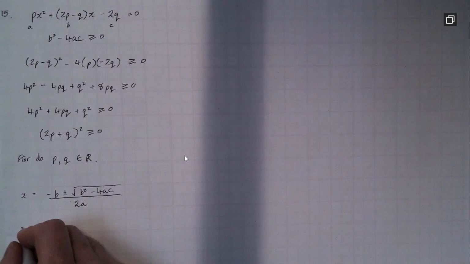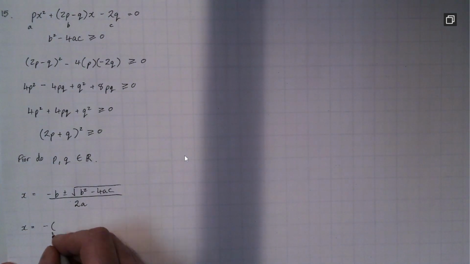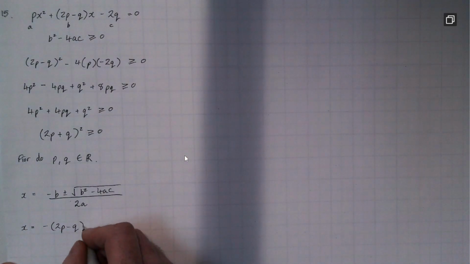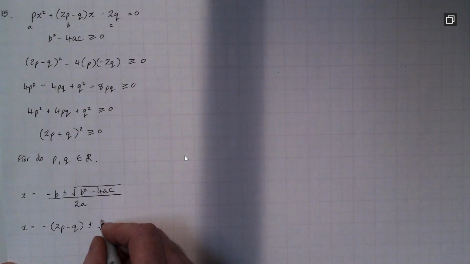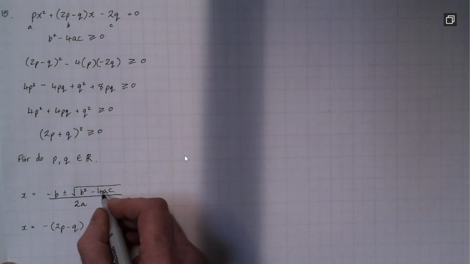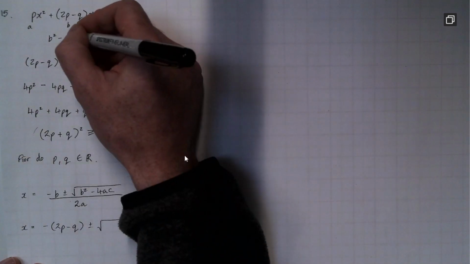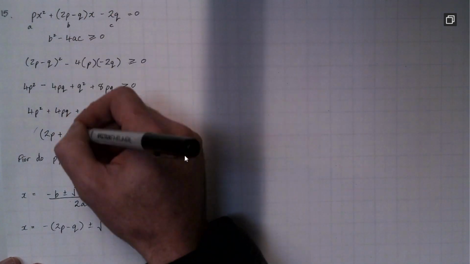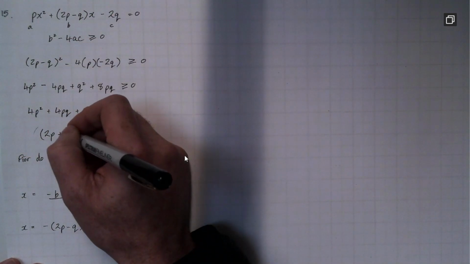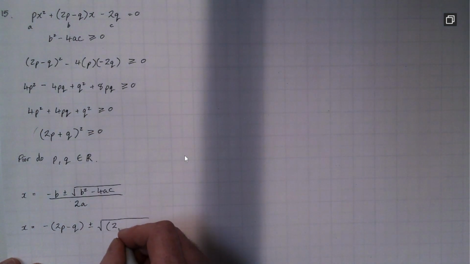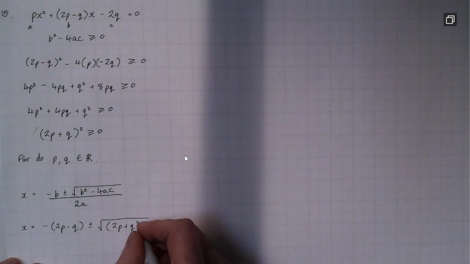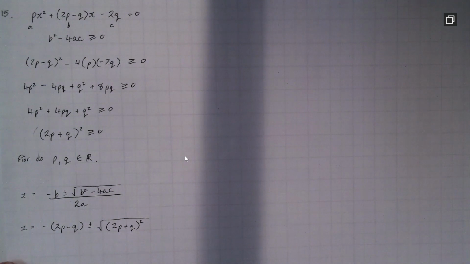Now x equals minus b, so minus (2p minus q), plus or minus the square root of b squared minus 4ac. We figured that b squared minus 4ac is (2p plus q) squared, so the square root corresponds to 2p plus q.